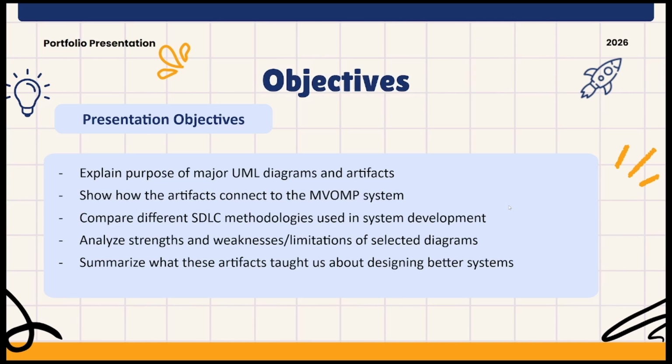Our goal is to give a clear overview of what we learned from the portfolio. We are not covering every tiny detail, but we are explaining the most important parts. By the end, the audience should understand how these diagrams helped us move from a broad system idea to a more organized design.